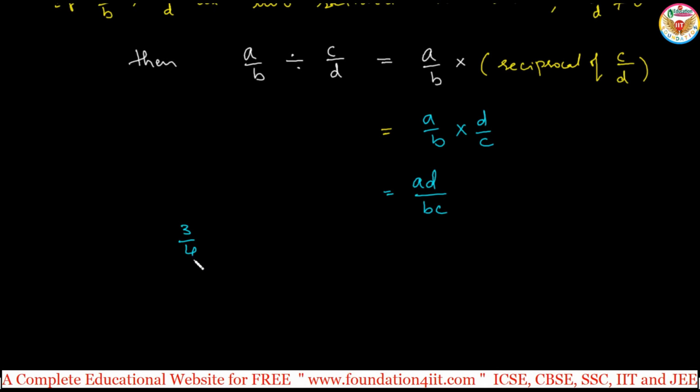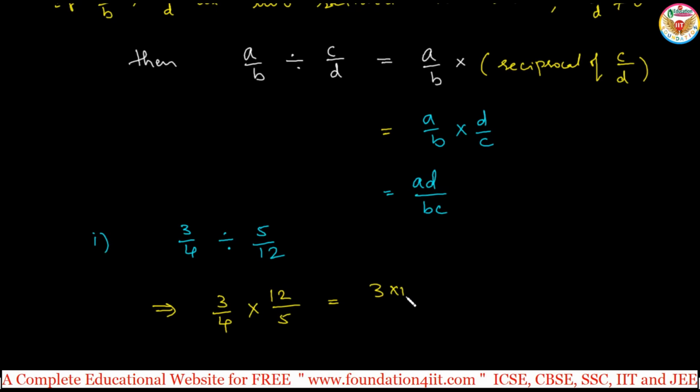So 3 by 4 is one number, divided by 5 by 12. Okay, so 3 by 4 divided by 5 by 12. 3 by 4 is a fraction, so we can write 3 by 4 as it is. The division symbol you must keep as into, then the reciprocal of 5 by 12, that is 12 by 5. Then now we can continue the normal multiplication process.